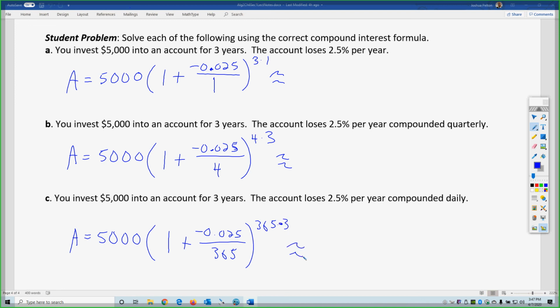Okay, so if we start with $5,000 and we're losing, these should be less. This one should work out to $4,634.30 approximately. This one works out to $4,637.63. And this one works out to $4,638.71. Okay, all right. That is the end of part 2.